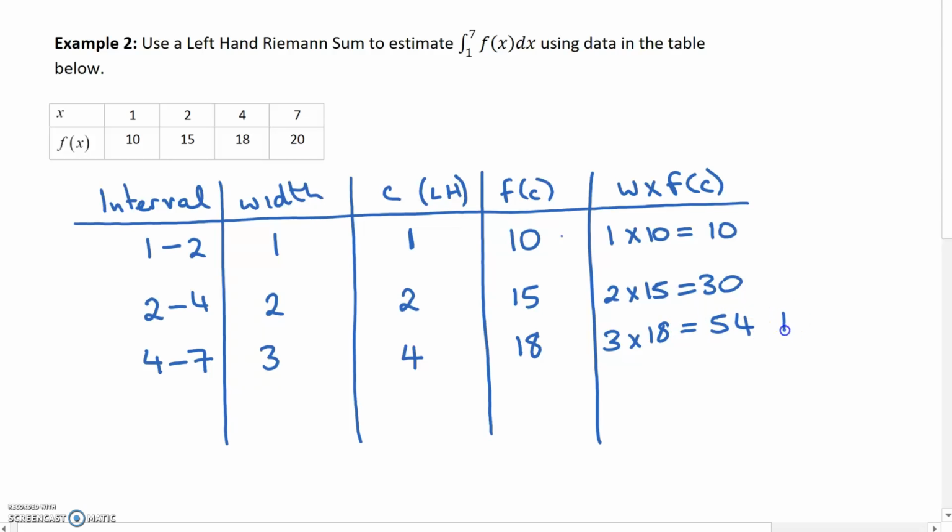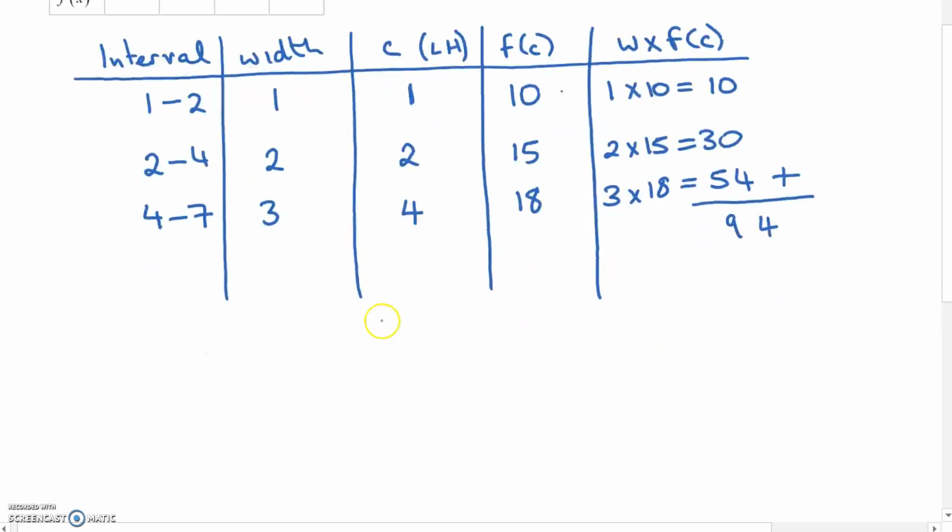And then we add these, and you get 4, 1, 2 is 4, and 5 is 9, 94. And that is your answer. So you say the integral from 1 to 7 of f of x dx is approximately equal to 94, using a left-hand Riemann sum.